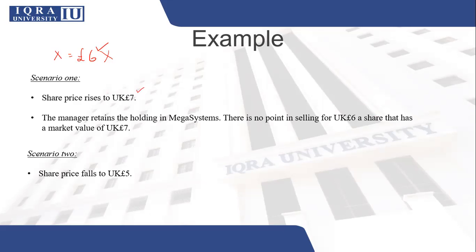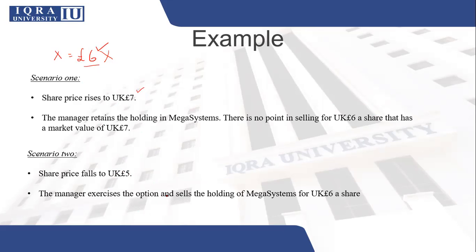Now scenario 2 is, what if the share price falls to 5? Your strike price is 6. You can sell at 6, although in the market everybody else can sell it for 5. Now this is a profitable position for you. You can sell it for a higher price, even though in the market it has a lower price. So yes, you're going to exercise the option and sell the holding of Mega System.